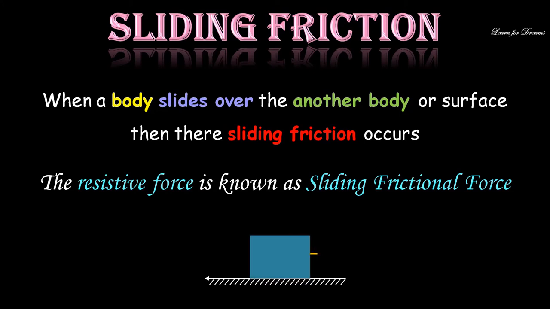This is the diagram for sliding friction. This is the surface. This is the body sliding in this direction. This is the external force F. This is the resultant reaction against gravitational force mg, and mu mg is the sliding frictional force.